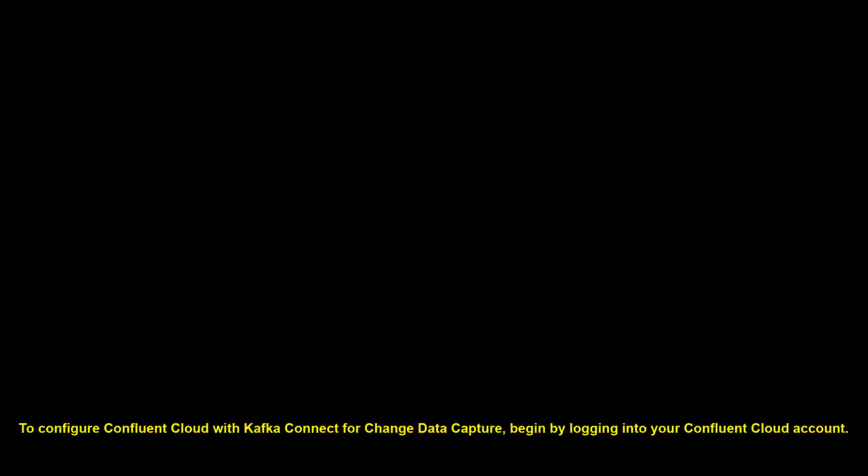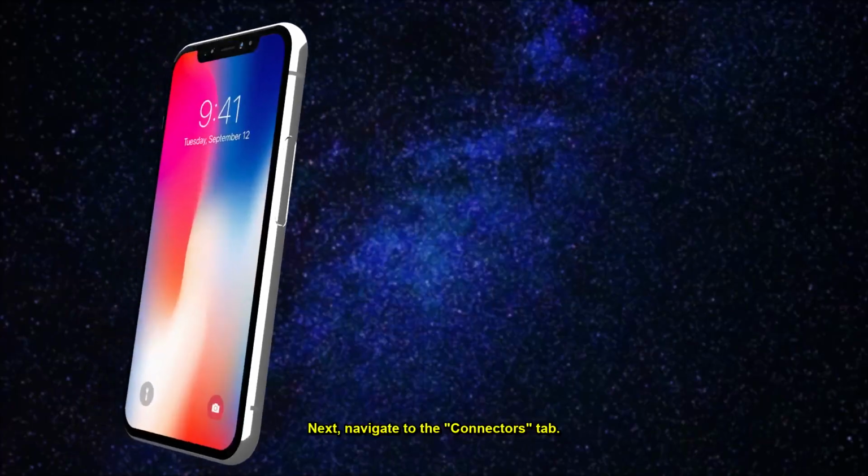To configure Confluent Cloud with Kafka Connect for change data capture, begin by logging into your Confluent Cloud account. Navigate to the Kafka Clusters section in the dashboard. Select the cluster you want to use for your setup. Next, navigate to the Connectors tab. Click on Add Connector to begin the process.